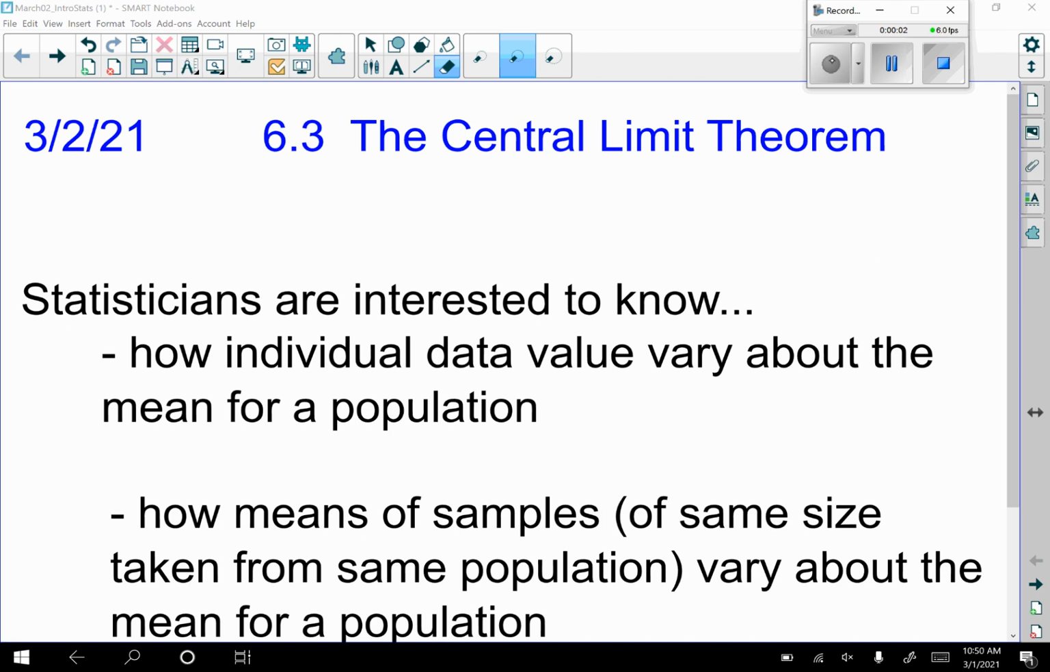This is the last section from Chapter 6. 6.3 is the central limit theorem. So statisticians are interested in knowing how an individual data value can vary about the mean for a population. That's what we were looking at so far.